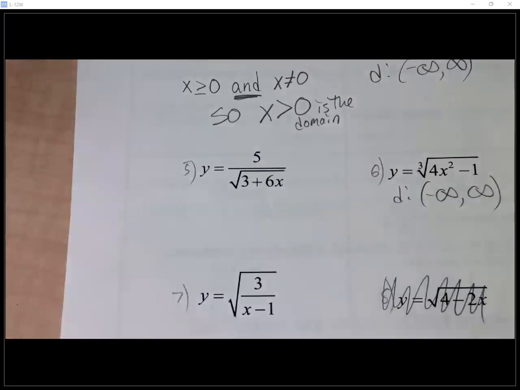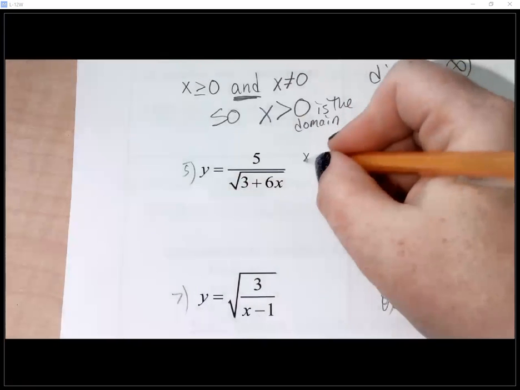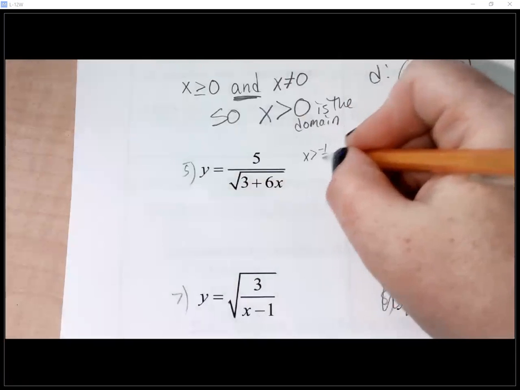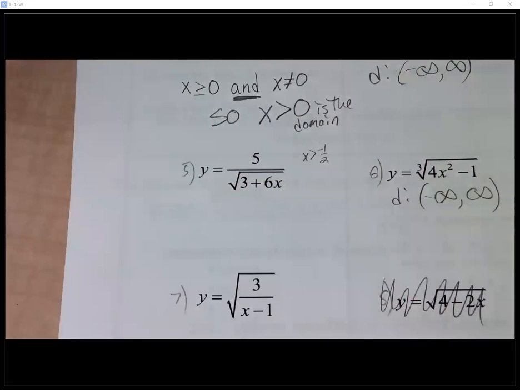Anybody think they have an answer? Braylon, go ahead. X has to be greater than -1/2. Anybody else get that? Yeah, okay. Let's see. I don't have the answer, so I don't know if that's right, but a bunch of you got it, so I'm assuming you are correct. So let's do it together.